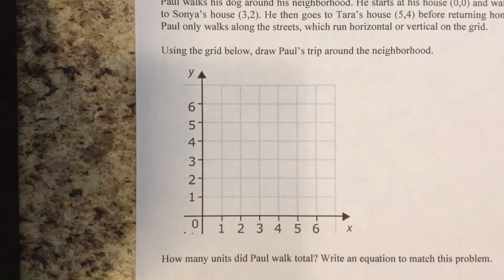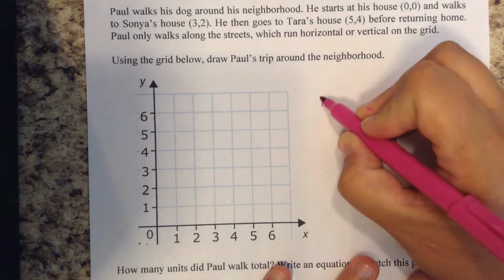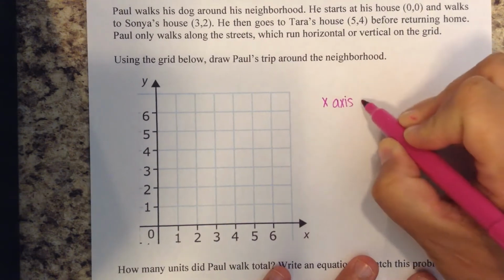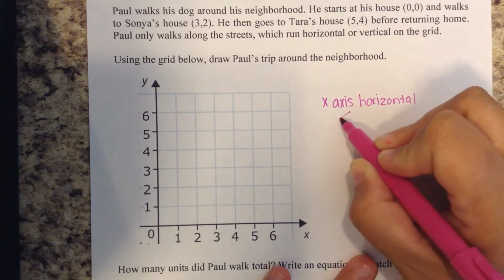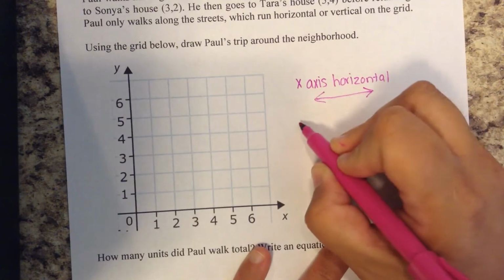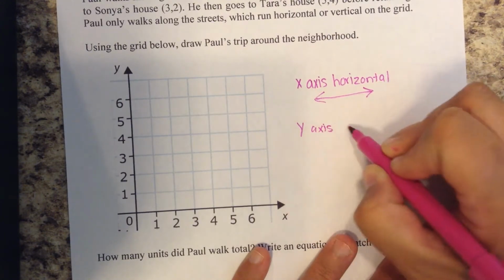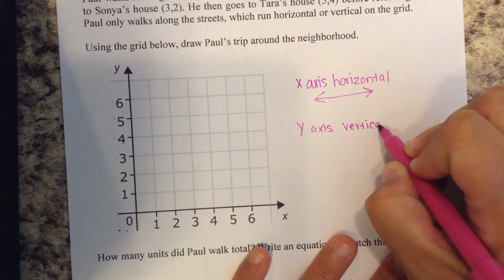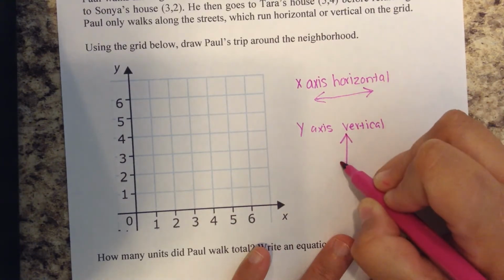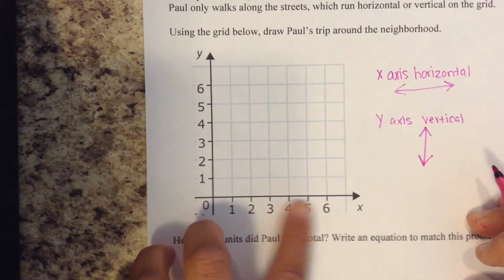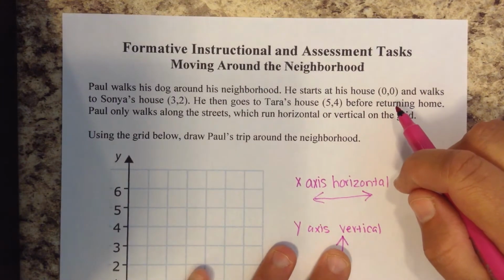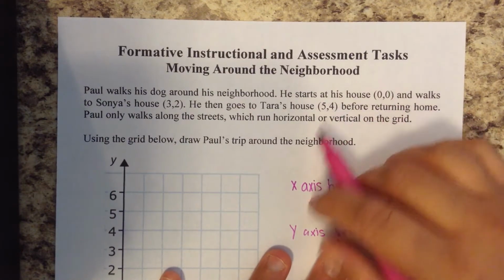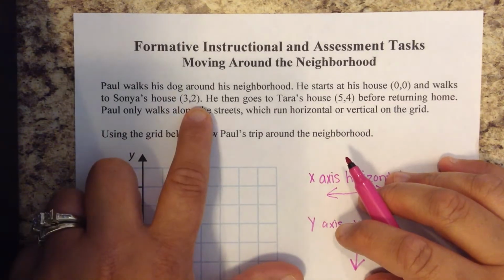So remember that the x-axis is horizontal, so that just means side to side. And your y-axis is vertical, and that just means it goes up and down. Okay, x-axis side to side, y-axis up and down. All right, if you notice at the top, we have some ordered pairs. There's 0, 0, 5, 4, and 3, 2.